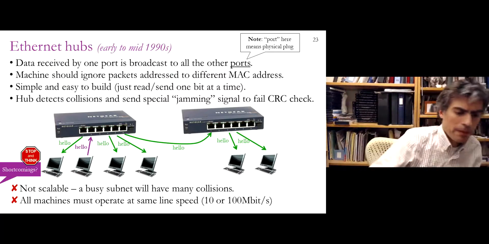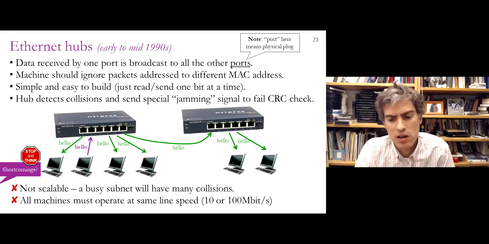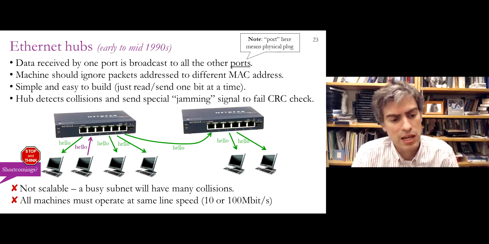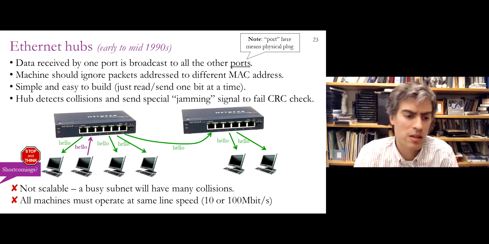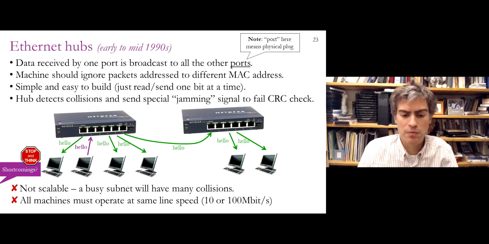So it's not scalable. If we have a busy subnet where a lot of machines want to talk, they're going to have a lot of collisions because only one can talk at once. And another downside, which is a little bit less obvious, is all the machines have to operate at the same line speed because the device works on a bit-by-bit basis. When these were invented, the two different speed options were 10 or 100 megabits per second, and cheap devices and cheap hubs might operate at 10 megabits, and the other ones might be 100 megabits. They'd have to all be the same speed. Okay, but the first problem is the most important.